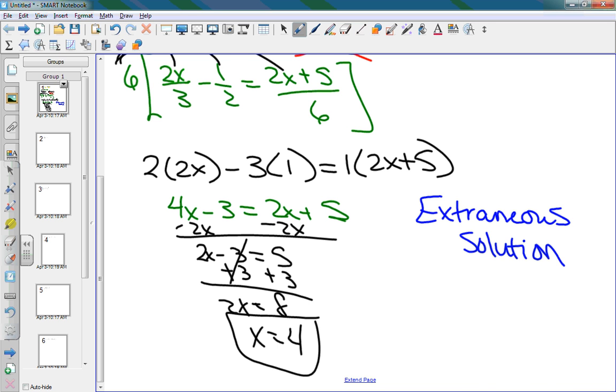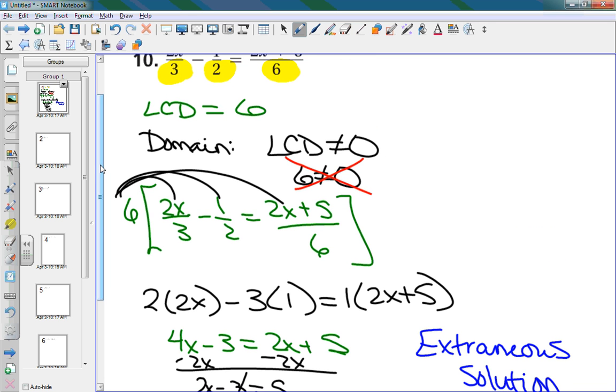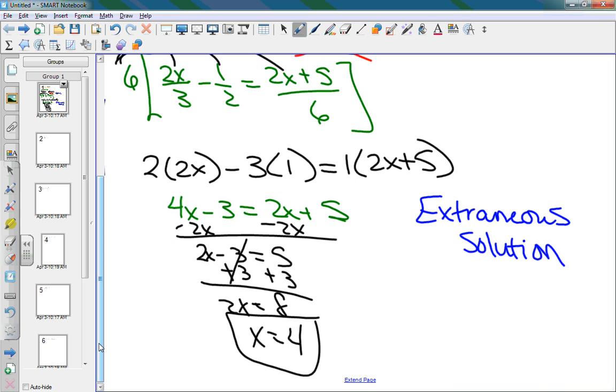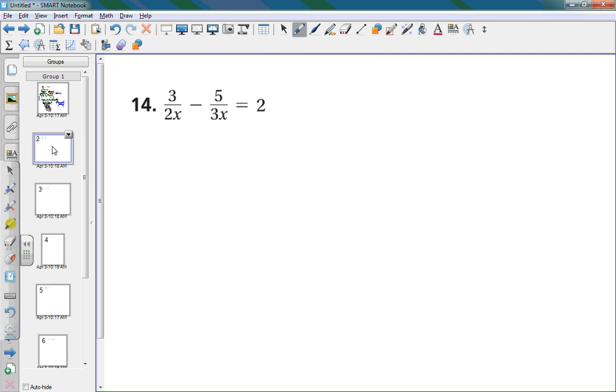So the way we avoid that is by looking at our domain and saying, look, there are no restrictions. If there are no restrictions, that means that this lovely little answer down here is always going to be a true statement on the left and the right-hand side. Therefore, I do not have an extraneous solution right now. Do we understand that? Number 14. Write it down.